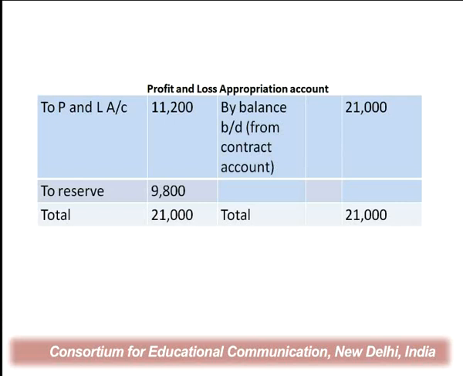And out of this 21,000 rupees, the rest amount 11,200 will be transferred to the profit and loss account, and the rest amount of 9,800 rupees will be shown as reserve, right? So the balance from the contract account is 21,000: 11,200 to the profit and loss account, 9,800 to reserves. So this is the total of the contract account, that is 21,000 rupees. Your profit in this example is 11,200 and the rest is your reserve.